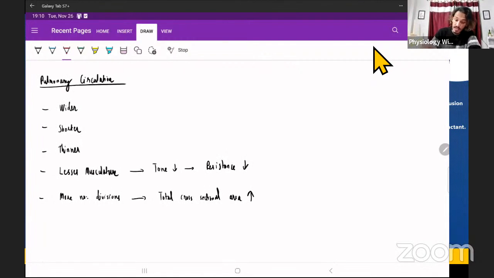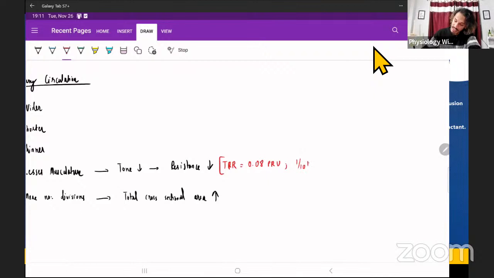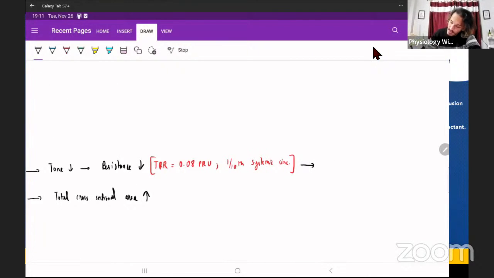It is said that the peripheral resistance will be usually 0.08 peripheral resistance unit. That is, for comparison, 1/10 of the peripheral resistance of your systemic circulation. Now, as a result of this decrease in resistance, that also will eventually result in a decrease in the pressure.